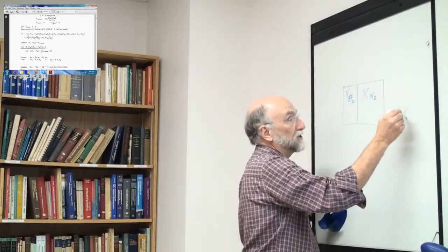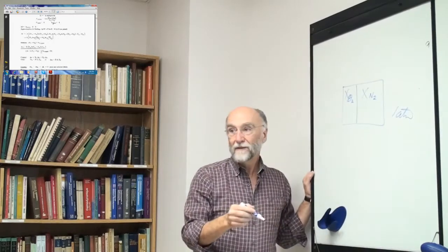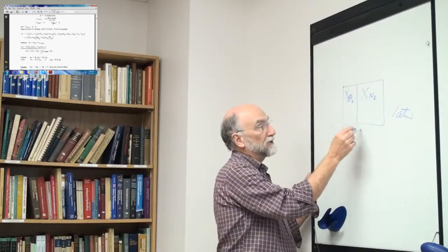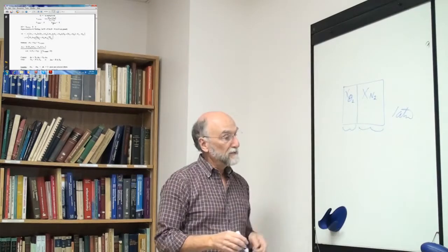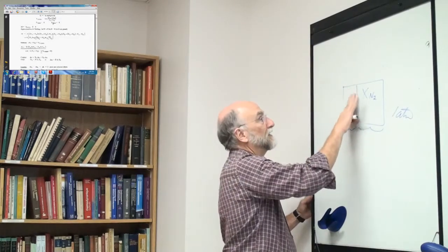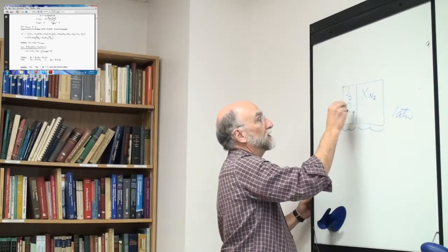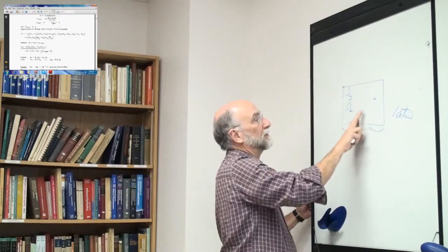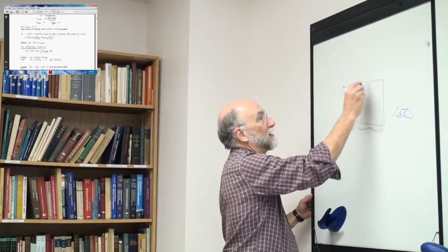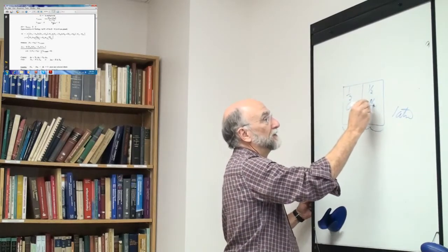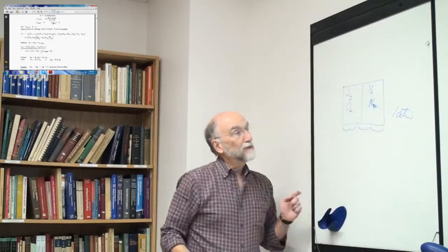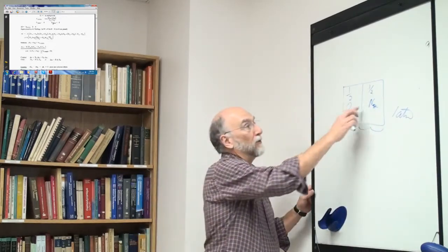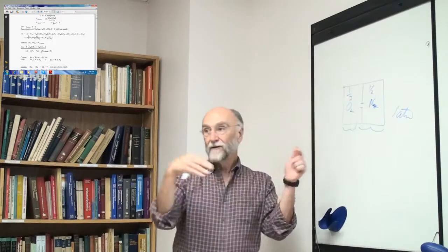Total pressure is, let's say, 1 atmosphere. This occupies a certain volume, this occupies a certain volume. Let's make it even simpler. Let's take half a mole of oxygen on this side, and half a mole of nitrogen on this side. Let the pressure be an atmosphere. And now I open up the valve, and they mix.